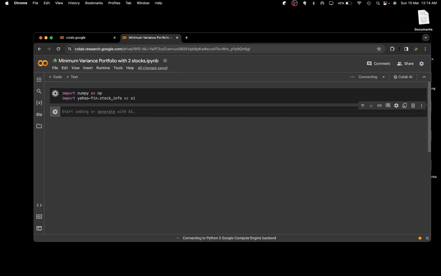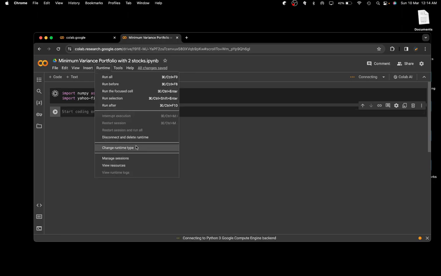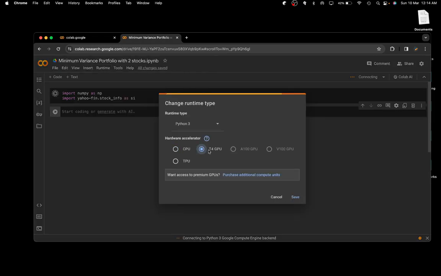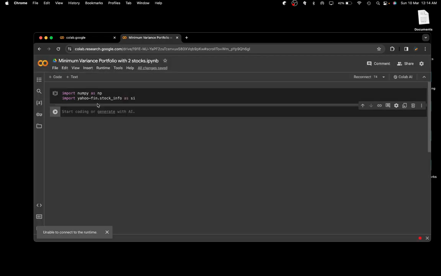I just hope I've connected to the GPU runtime before I ran this. God damn it, I haven't. Yeah, alright, I'm gonna have to rerun this. So I'm gonna reconnect to my runtime. You wanna make sure that you do this before you actually run all the code cells, because if you change your runtime, you need to rerun all the code cells. So make sure you do that first.